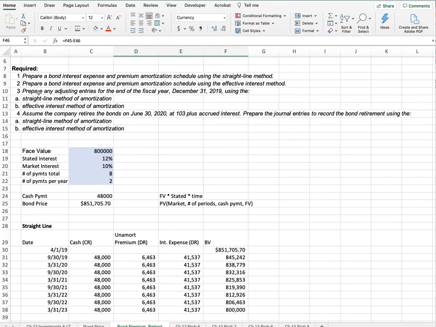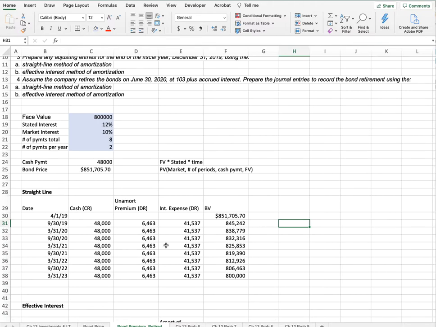So now it's saying prepare the adjusting entries for the end of the fiscal year, December 31st, 2019, using the straight line method and the effective interest. I'm just going to do it on the side over here next to our amortization schedules. For both of them, it would be the 31st of 2019. But we're going to do the straight line over here next to our straight line. And so on December 31st, 2019, we have to do an adjusting entry to account for the accrued interest from September 30th until December 31st. Because obviously we're not going to get paid until March 31st, but we have accrued interest up until this point.